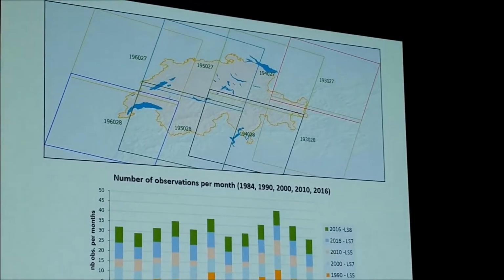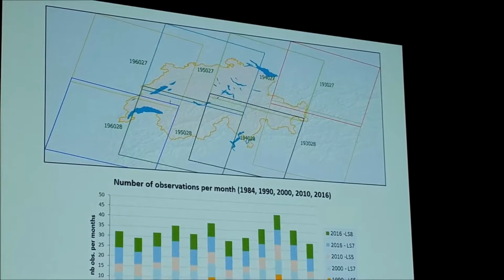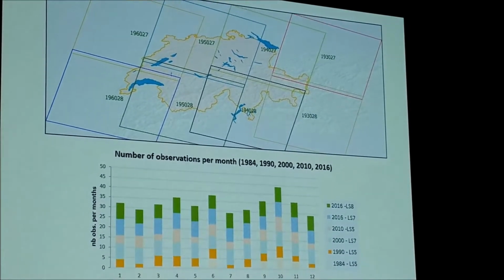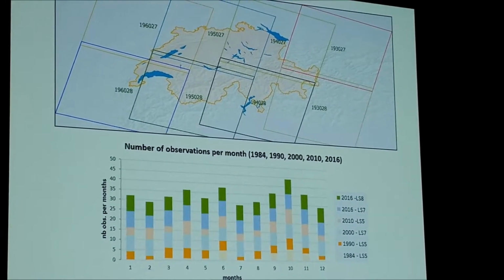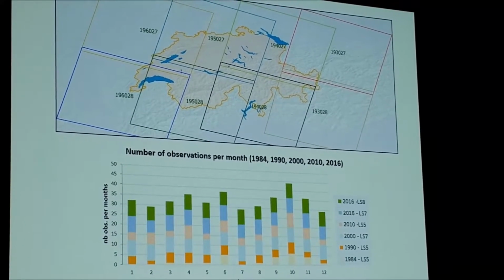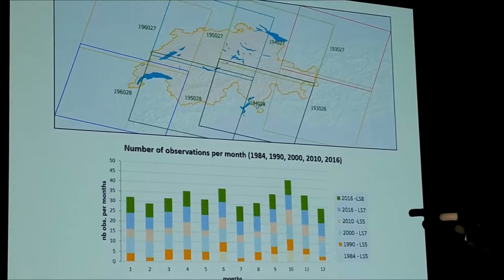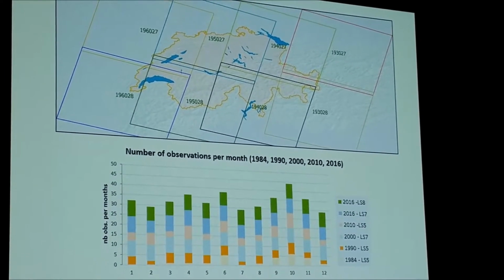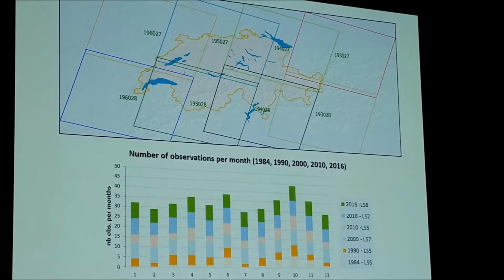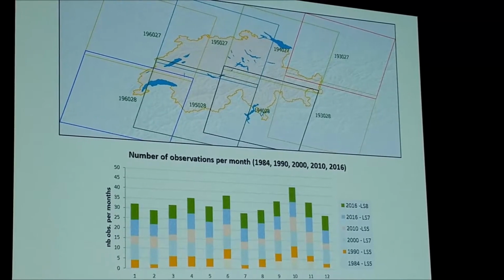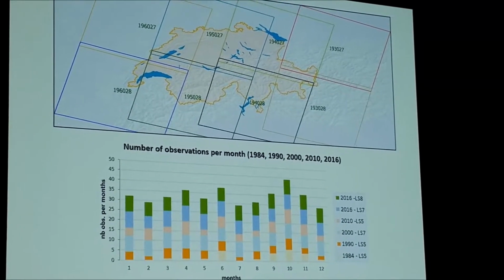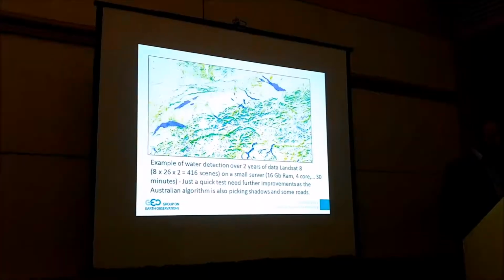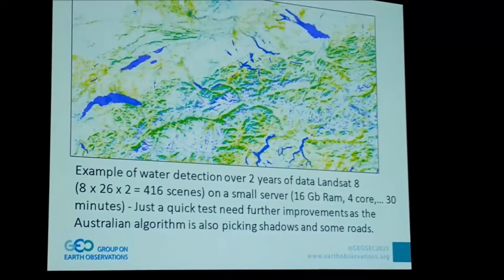But Switzerland, as you may know, is a small country, so we are lucky. We just need 8 Landsat scenes to cover the entire country. That's pretty cool. And here you just have the number of observations per month during the five years that we studied during the feasibility study. You see the evolution of the different data sets that we gathered and ingested in the DataCube.